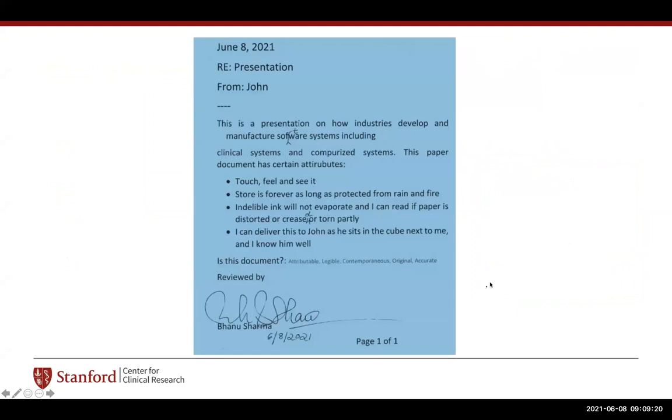Just to put everything in perspective, I asked one of my colleagues, John, to write a memo, which he did. He sits next cube to me. Then he said, can you please go ahead with this memo and see if everything is fine and please sign it. That is exactly what I did. Everything was on paper. I corrected a few errors, and after that I signed it. Then I handed it over to him right away. Let's see how I can put that into context, because this is a paper document.